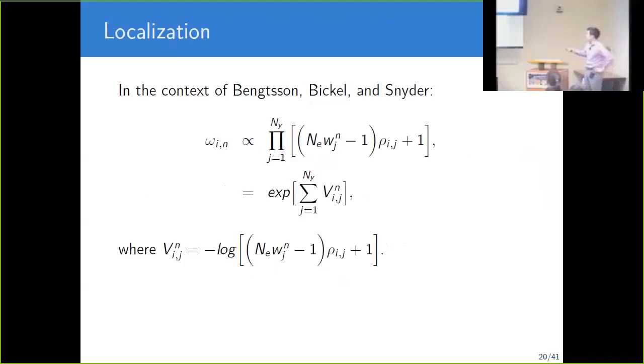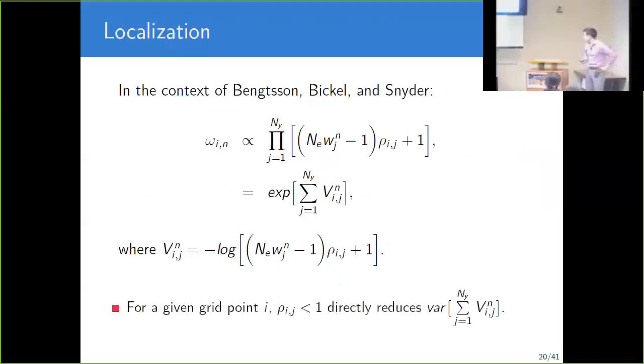Going back to the Bengtsson, Bickel, and Snyder papers, what you can do is take these omegas and rewrite them to just be the exponent of the sum of these v's, where you have a unique v for every one of your state variables. It turns out that these v's are just going to be the negative log of everything that's in these brackets right here. What that means is that for a given grid point, when rho is less than 1, that's directly going to reduce the variance of those v's, and that's going to prevent the collapse from occurring. So at least for some problems, this localization is going to directly prevent that collapse.